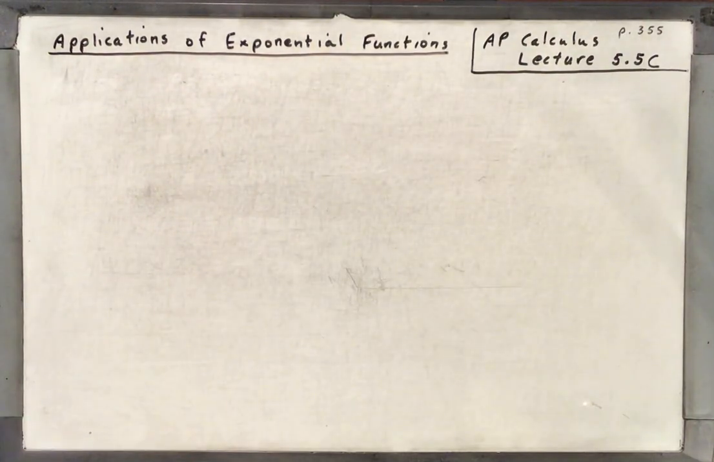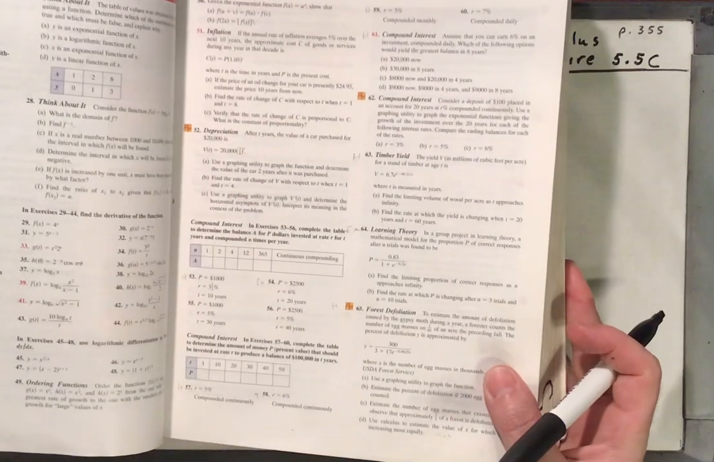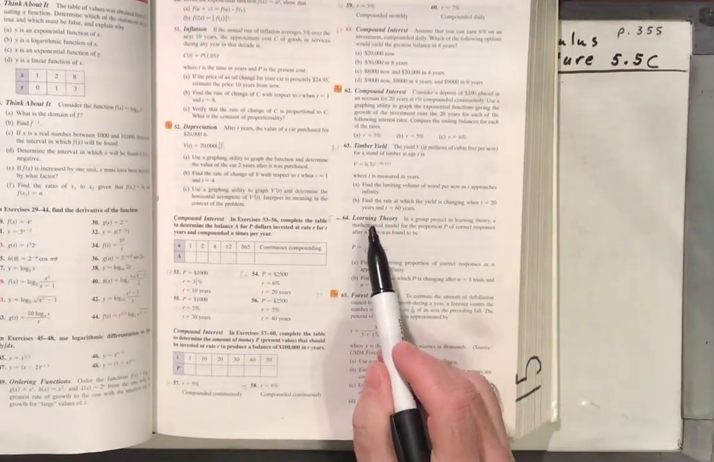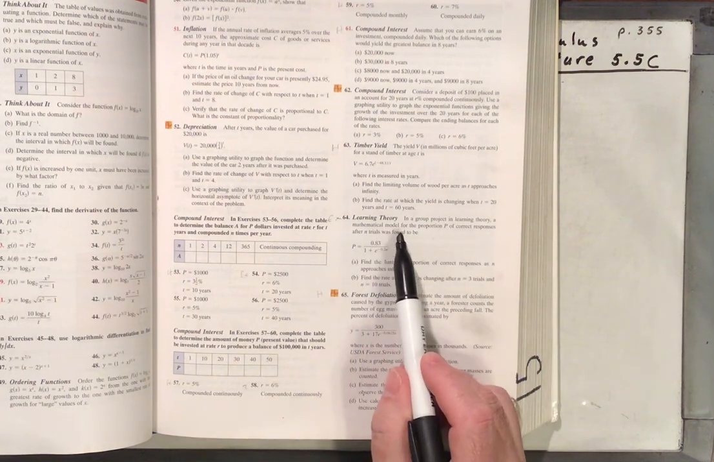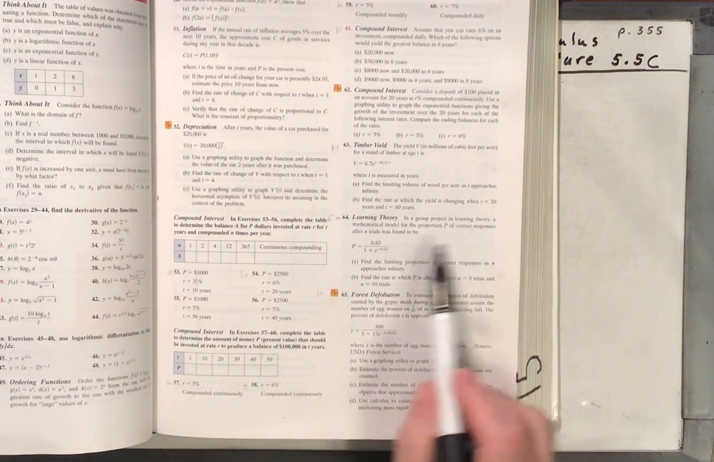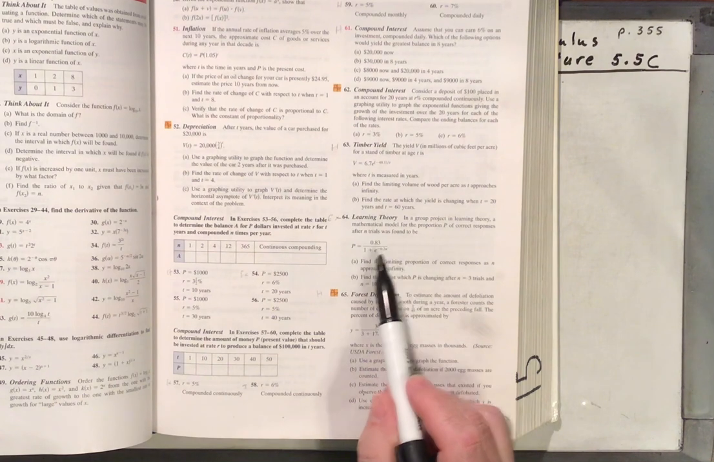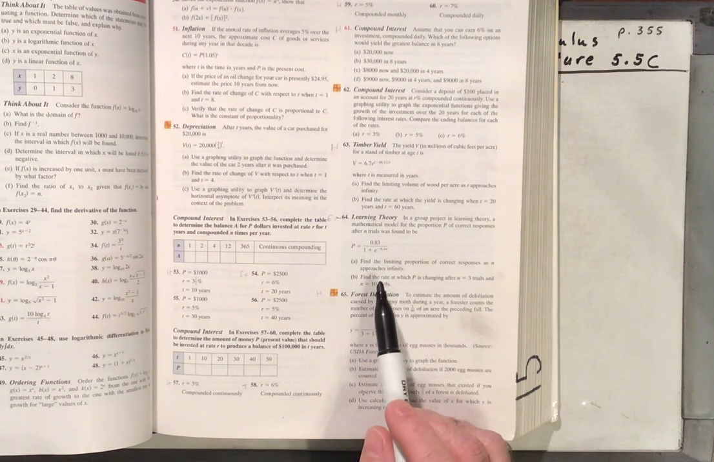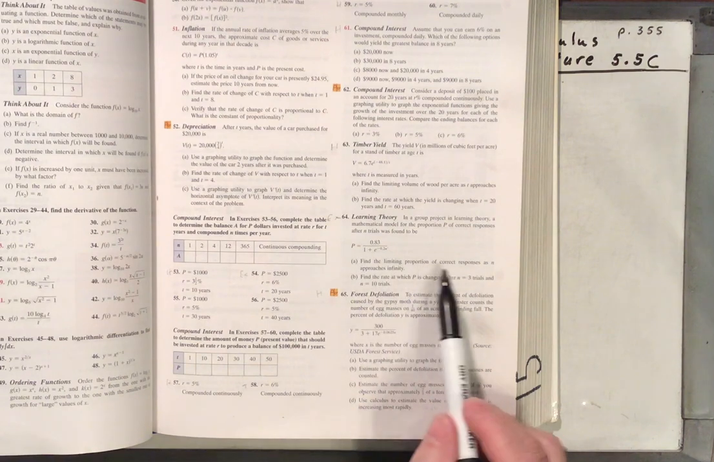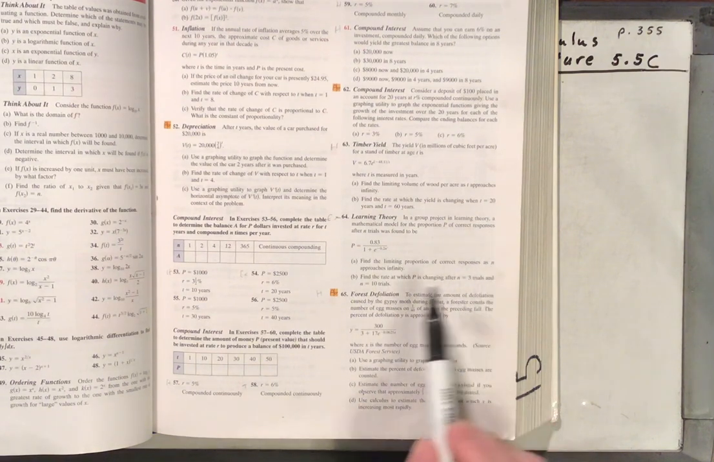Okay, our next example problem, number 64. It says learning theory. In a group project in learning theory, a mathematical model for the proportion P of correct responses after n trials was found to be P is equal to 0.83 over 1 plus e to the minus 0.2n. We want to find the limiting proportion of correct responses as n approaches infinity.